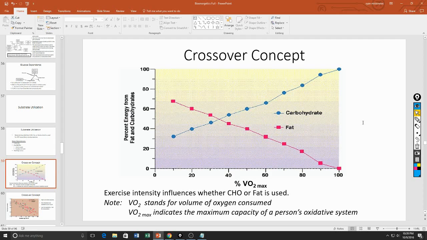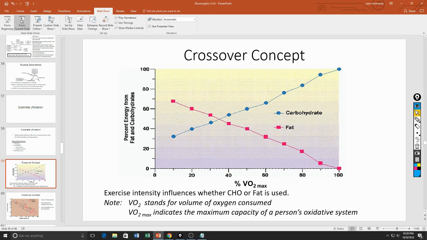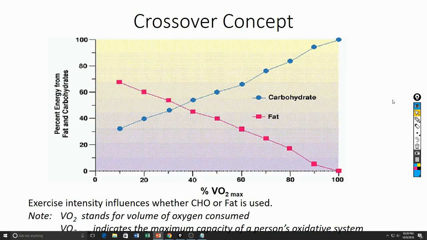So this here, the crossover concept. This is the meat and potatoes of this unit. Hold on a second. Let me full screen this for us. Okay. So the crossover concept is the meat and potatoes. Okay, that is probably the most core thing of substrate utilization. Okay, and it's graphically depicted this way, and this is actually why they call it the crossover concept.